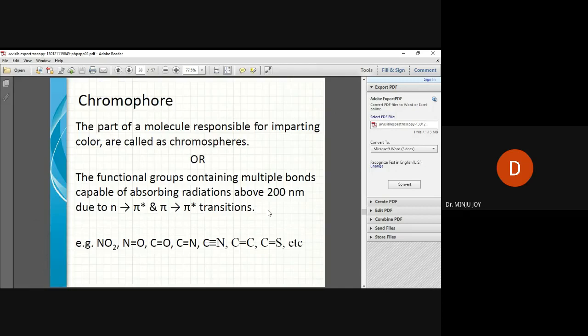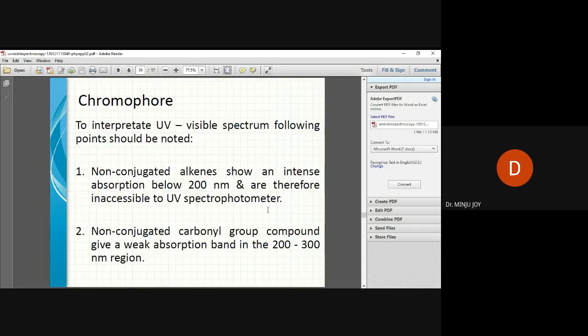Mainly, n to pi star transitions as well as pi to pi star transitions are involved in this. Examples: functional groups NO2, N double bond O, C double bond O, C double bond N, C triple bond N, C double bond C, and C double bond S, etc. This point should be remembered for this chromophore concept.